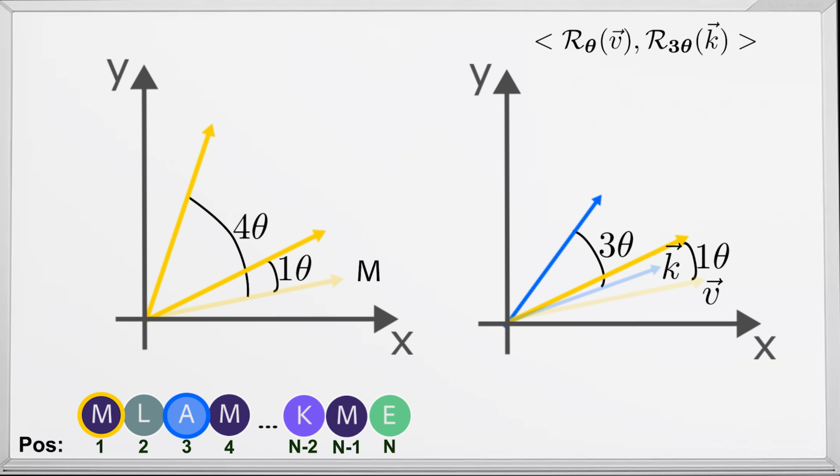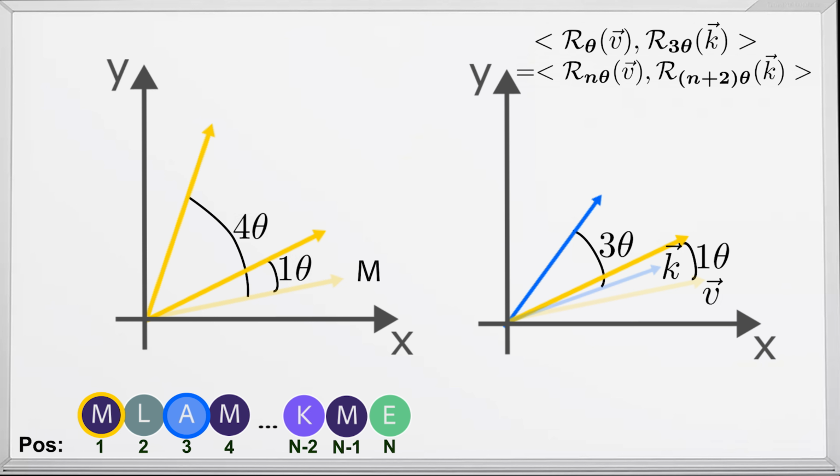Here I name the yellow vector v and the blue vector k. Scalar products only care for the length of the vectors and for the angle between them, which means whenever there is a distance of 2 between the tokens in the linear sequence, we get the same outcome for the scalar product of their embeddings. This means we only encode the relative position between amino acids in the sequence, and we do not encode their absolute positions.